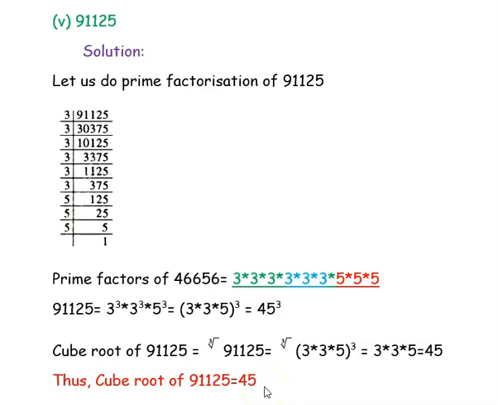Hope you understood how to find the cube root of a given number by using prime factorization method very well.